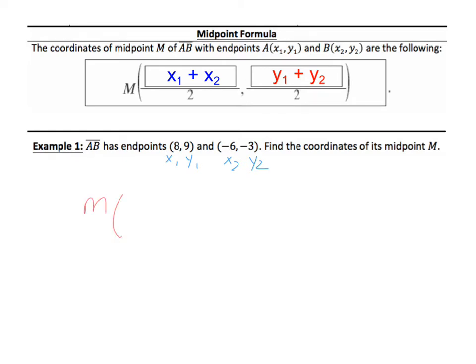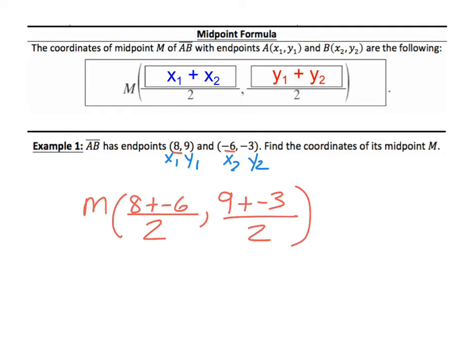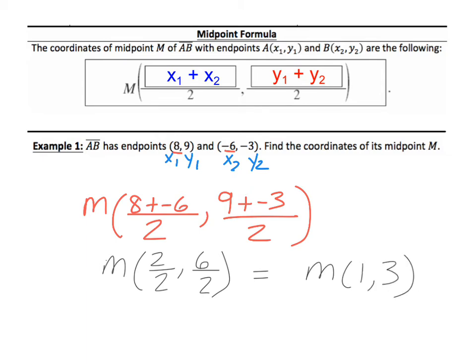So my midpoint M is 8 plus negative 6, so I'm taking the two x coordinates, adding them up, dividing by 2. And then do the same with the y coordinates, so 9 plus negative 3 divided by 2. Make sure to simplify the top of the fraction, the numerator, before you divide by 2. So here, 8 plus negative 6 would be 2, so we have 2 divided by 2. And 9 plus negative 3 is positive 6, so we have 6 divided by 2. Then to get our final answer, divide by 2. So 2 divided by 2 is 1, and 6 divided by 2 is 3. So point M, the midpoint of segment AB, would be located at 1, 3.